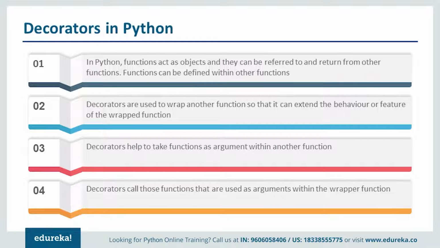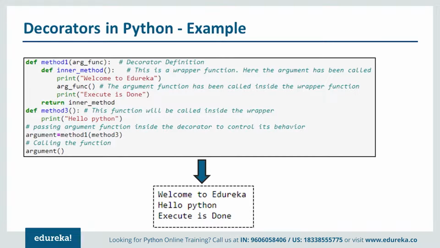So decorators help to take functions as arguments within another function. That's another benefit, which helps us to extend the default functionalities of a function. Decorators call those functions that are used as arguments within the wrapped function. So this is the real purpose of using decorators. Now with a proper example, we will be able to see how it really happens.